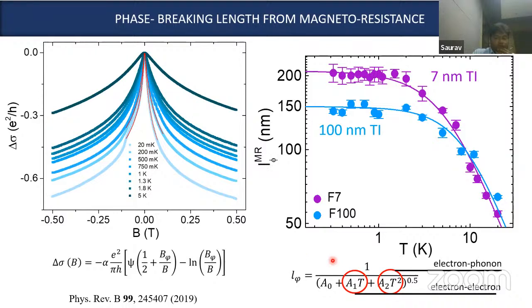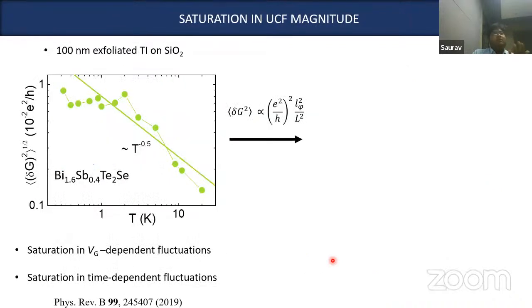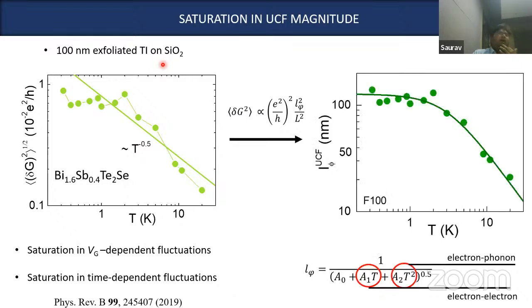Now, just to clarify, we also investigate using UCF in different samples, and we again see the same kind of behavior from UCF, as well as 1/f noise, from where we calculated delta G square, and we see the same behavior from 3 different kinds of experimental tools. So for different materials also. So we started investigating what is the origin of the saturation.